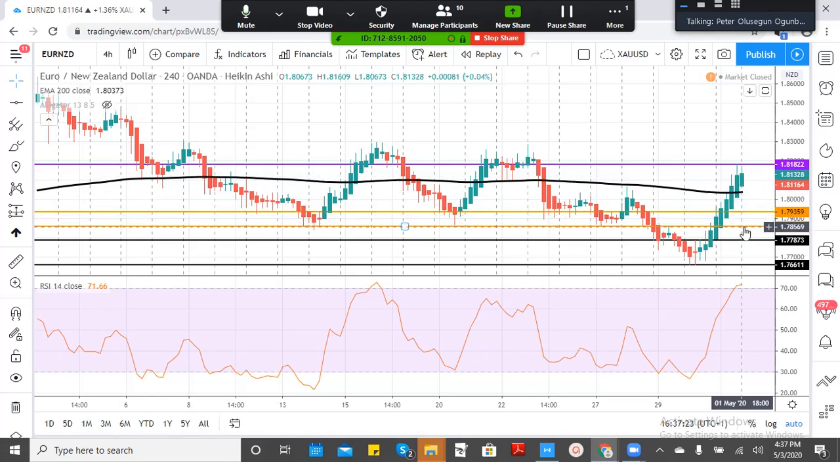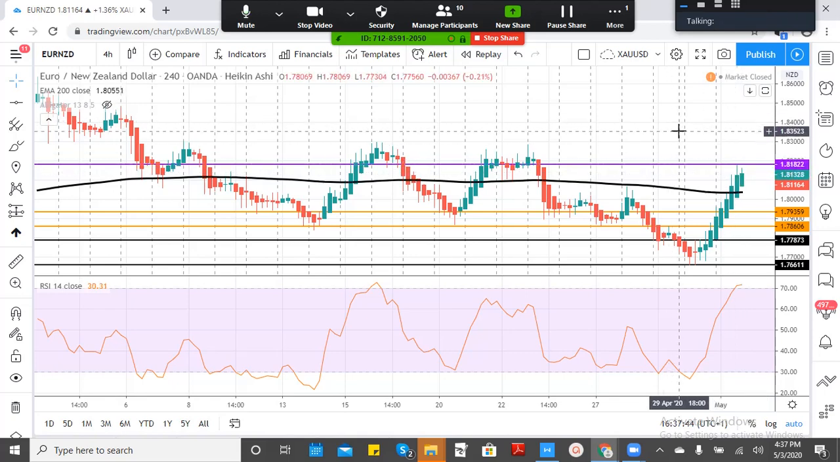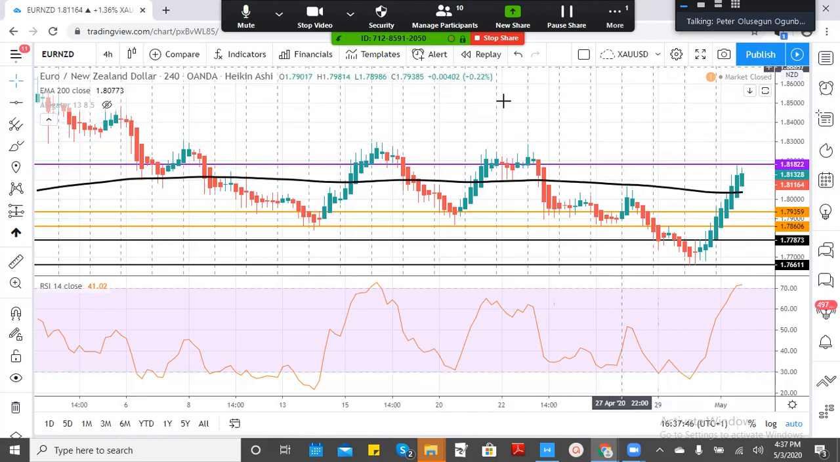So this will be a good area for you to what? To want to buy. This is a good area for you to want to buy. Now, I want to trade a pullback here. How do I do it if I want to trade a pullback here? That is one thing that people will be looking at. I want to trade a pullback from here. How do I trade a pullback from here?